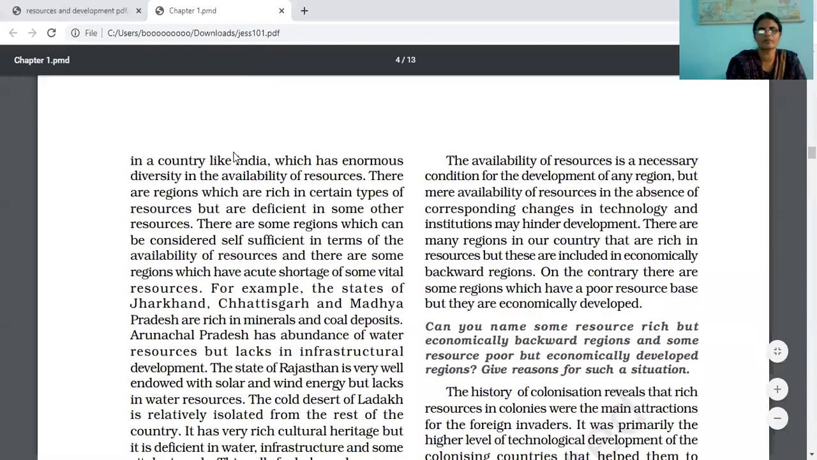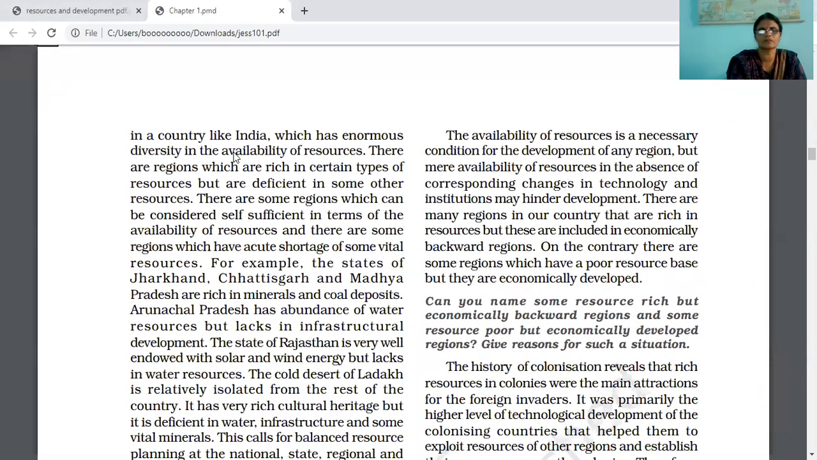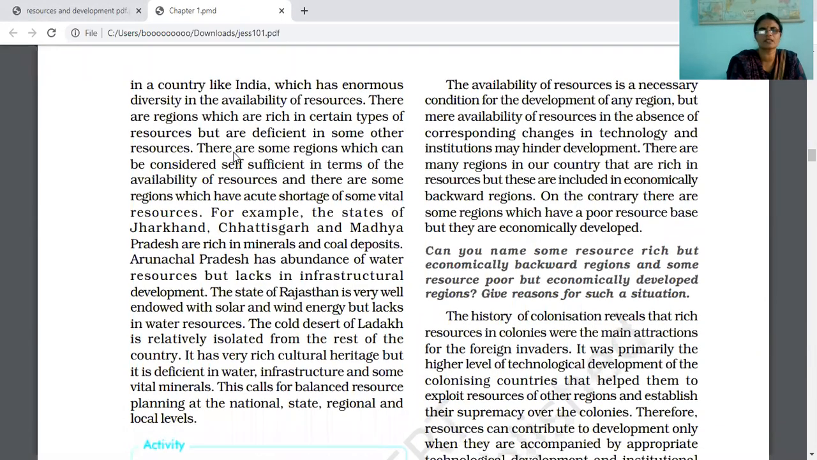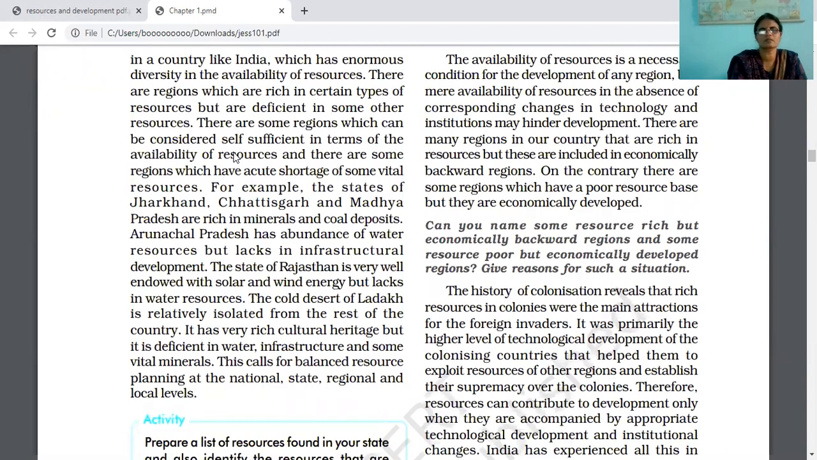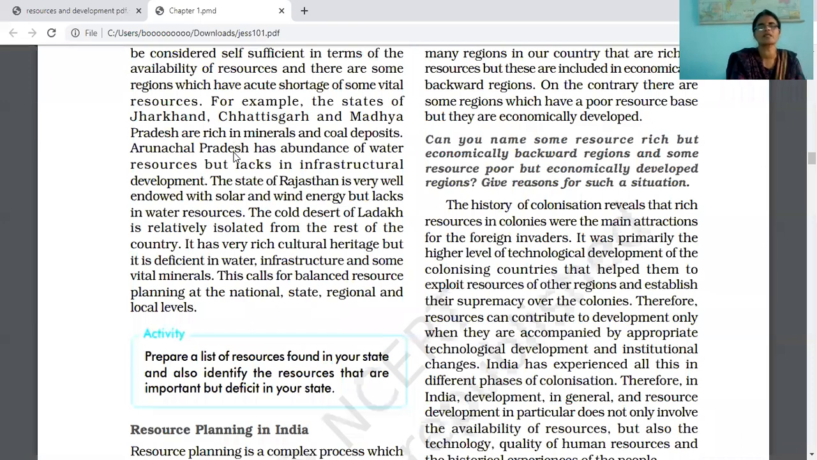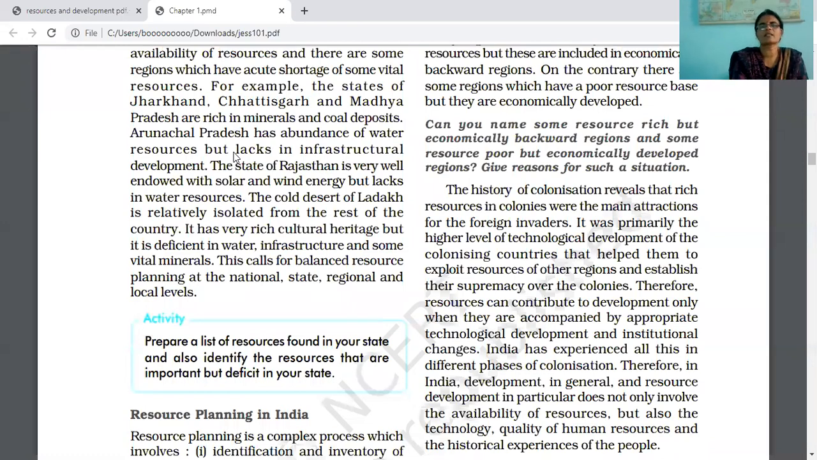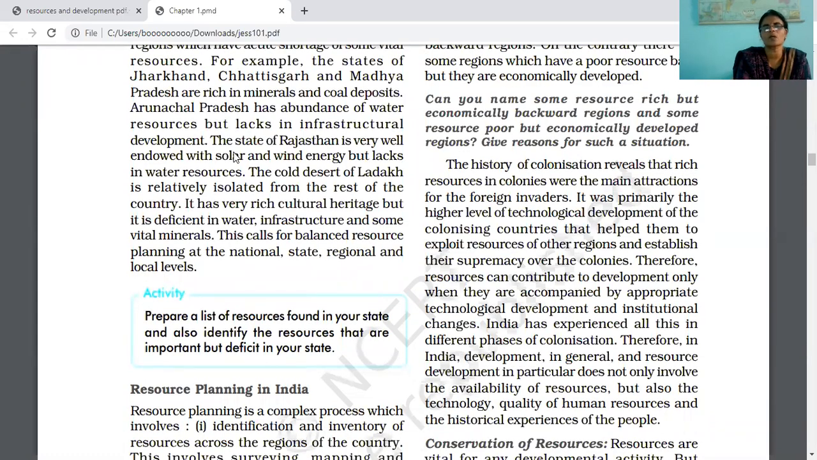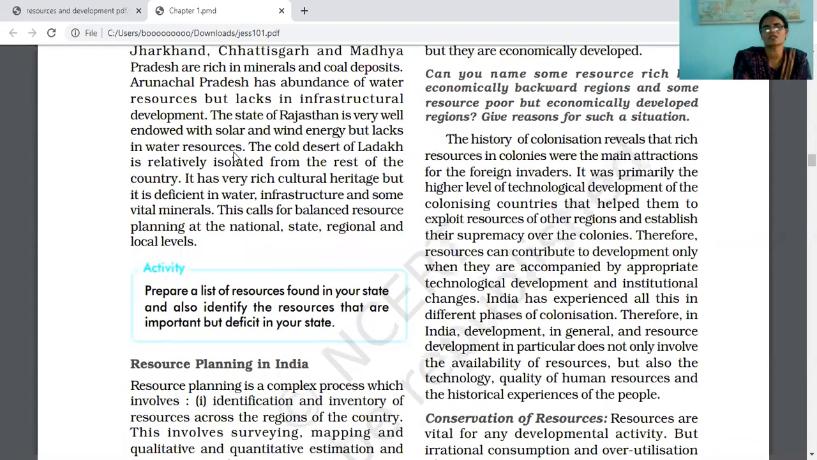In some states of India, there are enough resources. For example, Jharkhand, Chhattisgarh, Madhya Pradesh are rich in minerals and coal deposits, whereas Arunachal Pradesh has an abundance of water resources but lacks infrastructural development. Means resources in India are unevenly distributed. All regions are not equally endowed with all types of resources. Some regions have many resources, some in large quantities, and some other regions lack that. The state of Rajasthan is very well endowed with solar and wind energy, but lacks water resources.